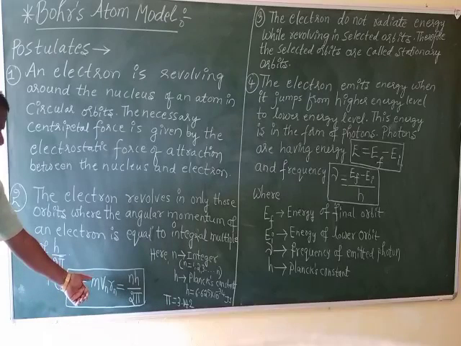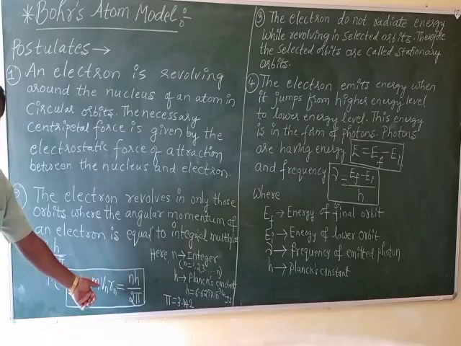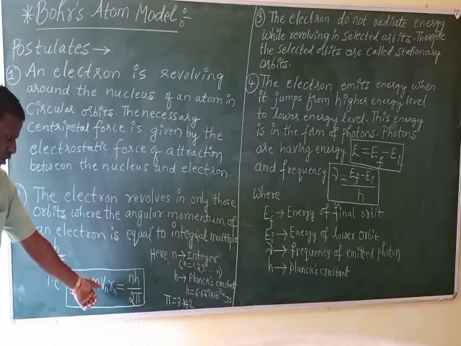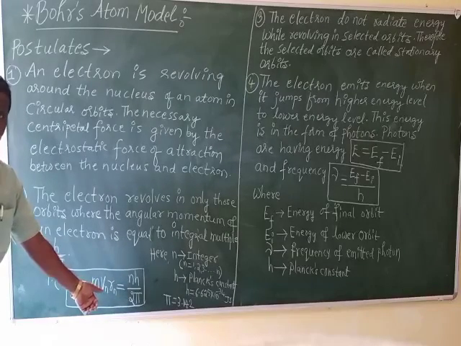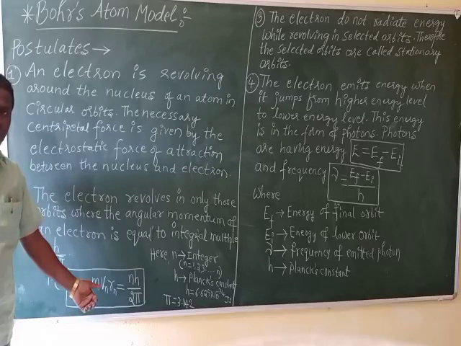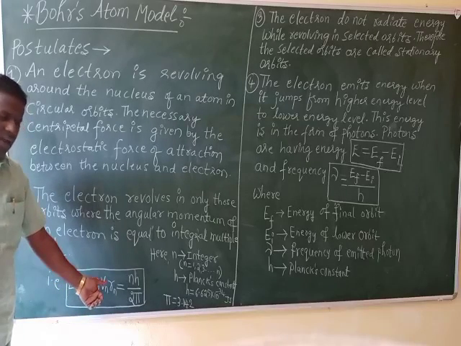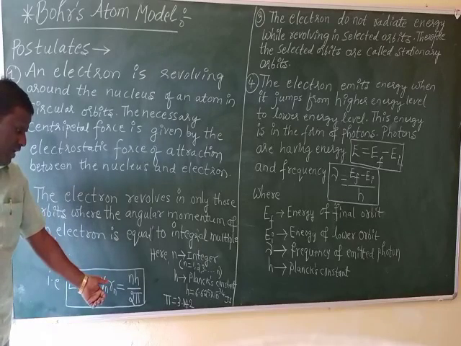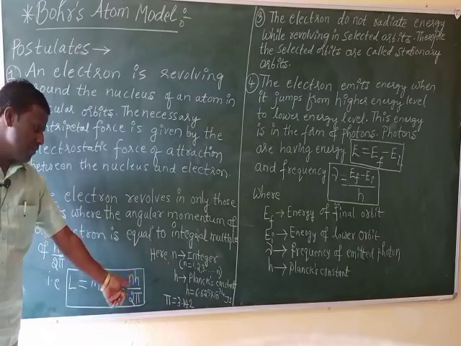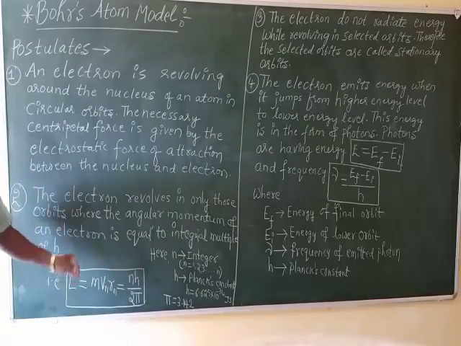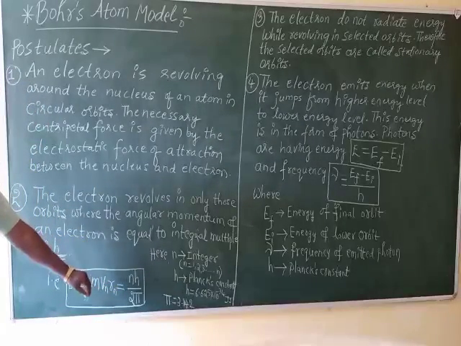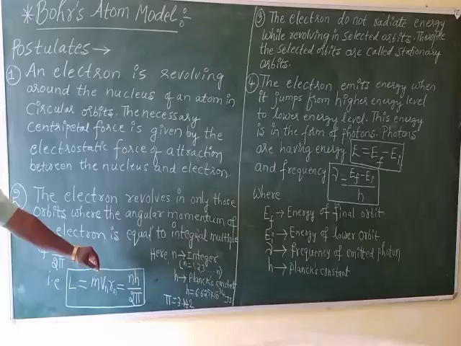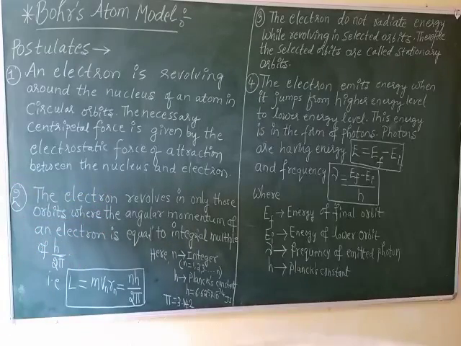So here I am writing m v_n, v to the base n. So what does it mean? Velocity of an electron in nth orbit. v to the base n means velocity of an electron in nth orbit, and r_n the radius of the nth orbit of hydrogen atom. This equals integral multiple of h by 2 pi. So where this condition is satisfied, in that orbit you can imagine the presence of electron.